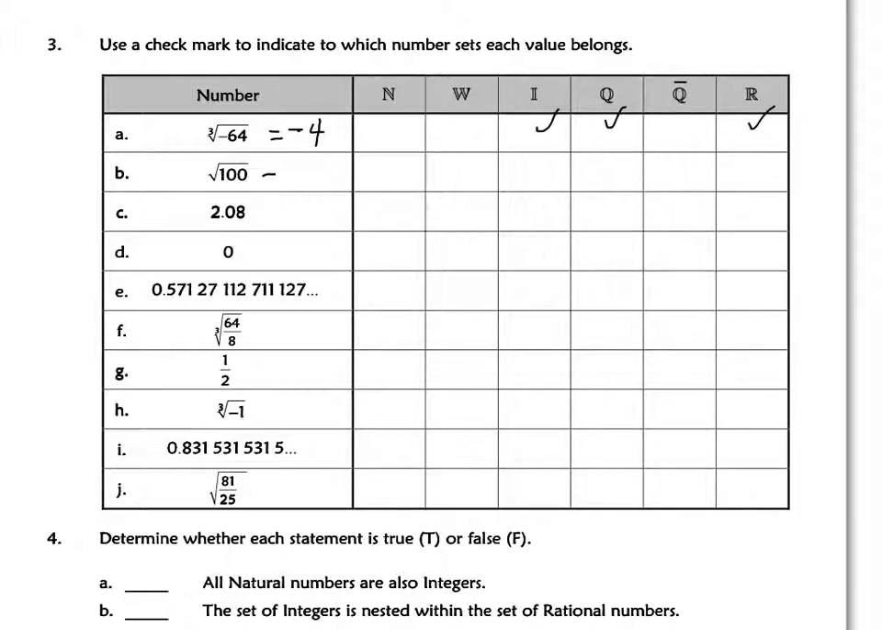The square root of 100 is 10. So that is a natural number, a whole number, an integer, a rational, and a real. 2.08 is a terminating decimal, so it's not natural, whole, or integer, but it is rational because it terminates as a decimal, and therefore it is also real. 0 is not natural, but 0 is included in the set of whole numbers, integers, and necessarily rationals and reals.